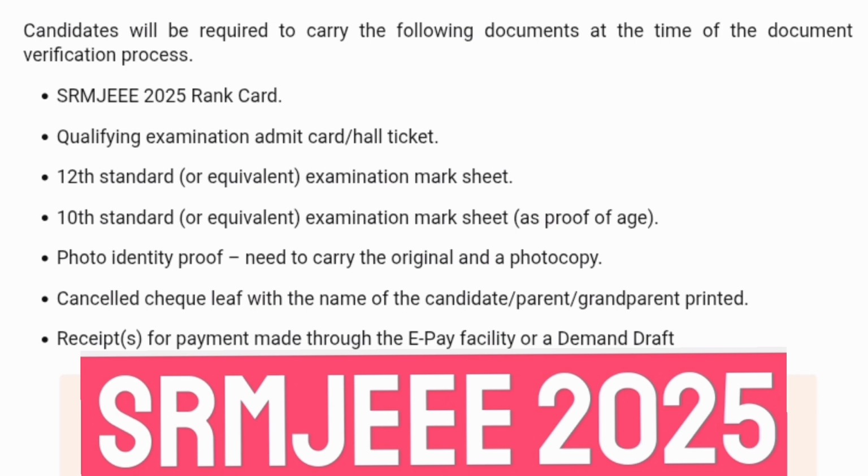You also need to bring a cancelled cheque leaf with the name of the candidate, parent, or grandparent for any other payment, and the payment receipt of the EPA facility through which you have paid the fees for the first installment, as well as the total fees. All of these things need to be brought along with Xerox or photocopies of the original documents. So that's the overall process for the counseling stages you have to do, and after that SRMJEEE phase 3 counseling registration will start.